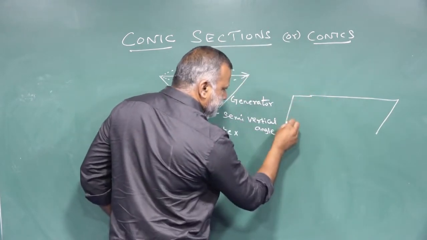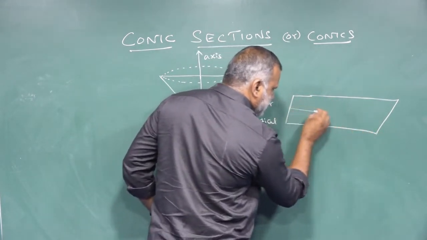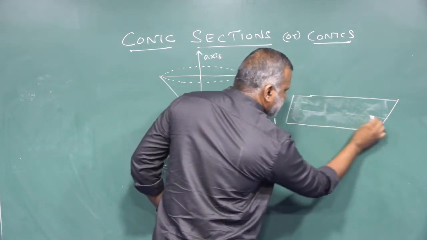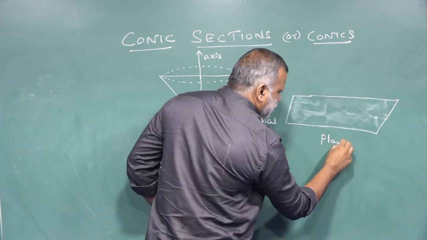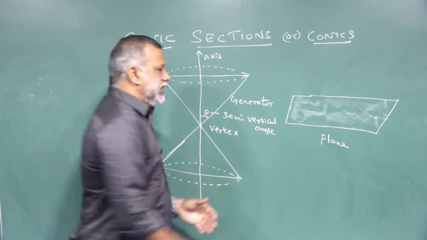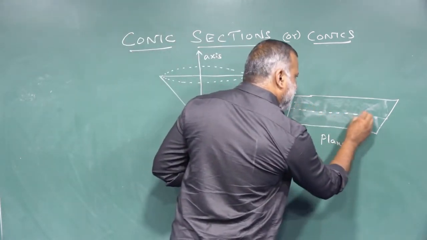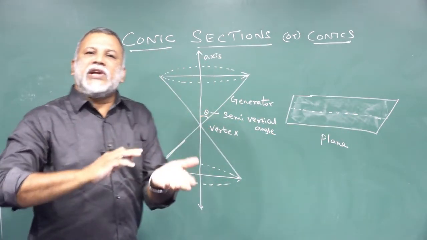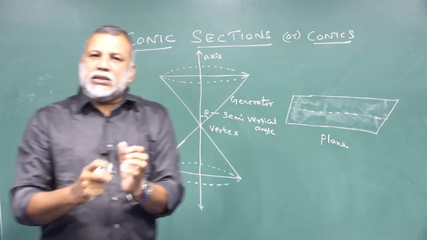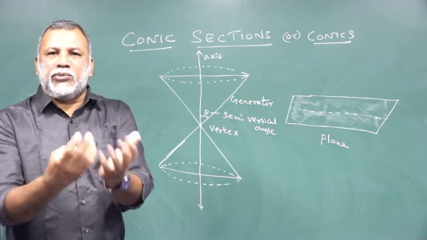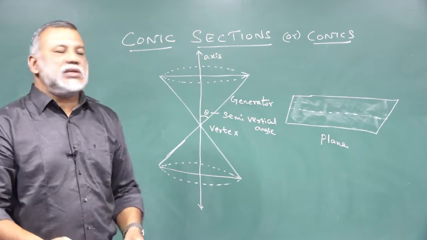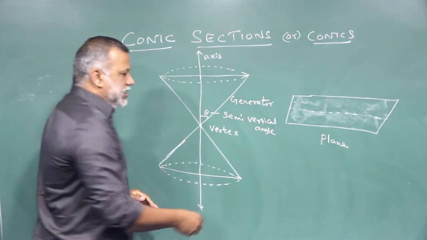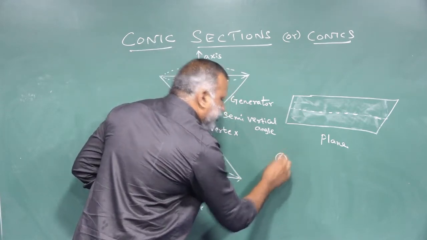See, this is a plane. With the help of this plane, we intersect this cone at different positions and we are able to get some new structures, new formations. Those new formations are generally called conic sections. In this conic section, what are the new structures we are able to get?